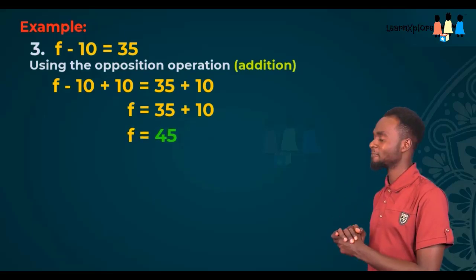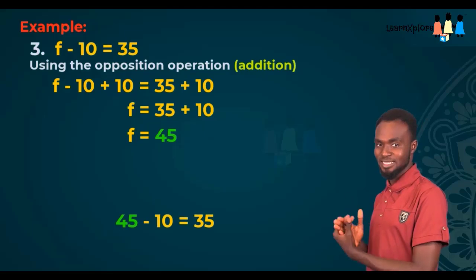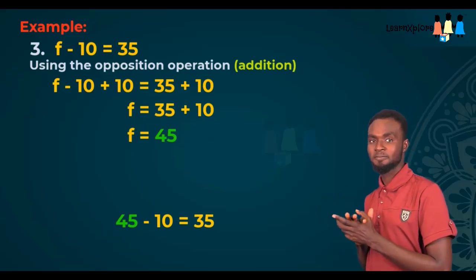So let's confirm our answer. 45 minus 10 is equal to 35. That means the answer is correct.